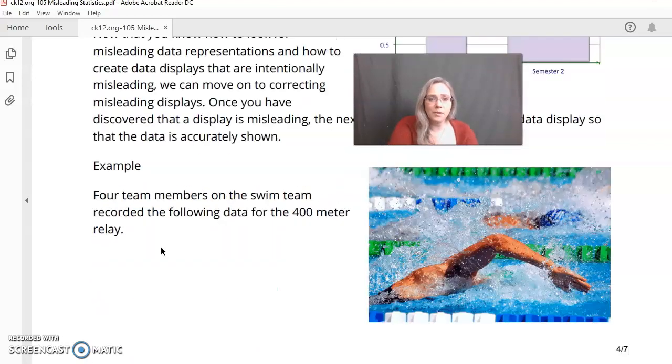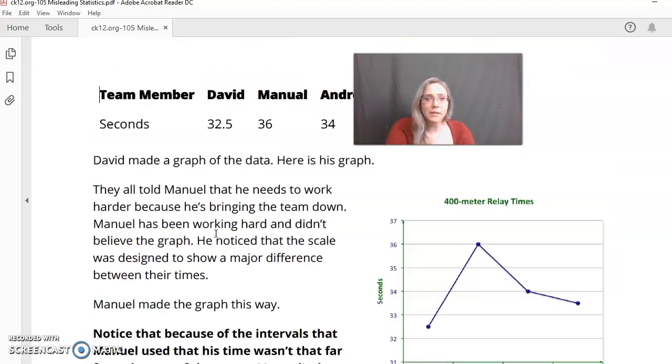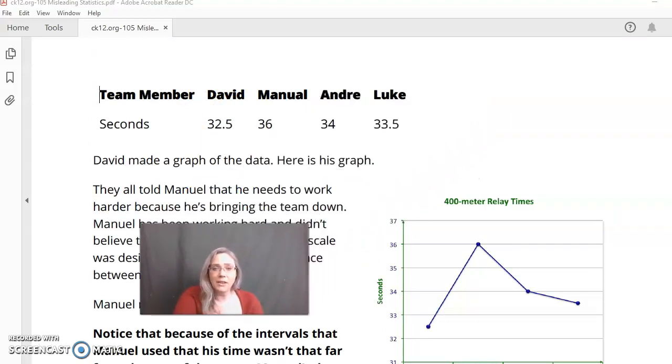Here we go. Four team members on the swim team recorded the following data for the 400-meter relay. Notice that we have David, Manuel, Andre, and Luke. Which one's the fastest? David. Which one's the slowest? Manuel. Pretty big difference, right? David actually made a graph of the data, and here's what he showed.